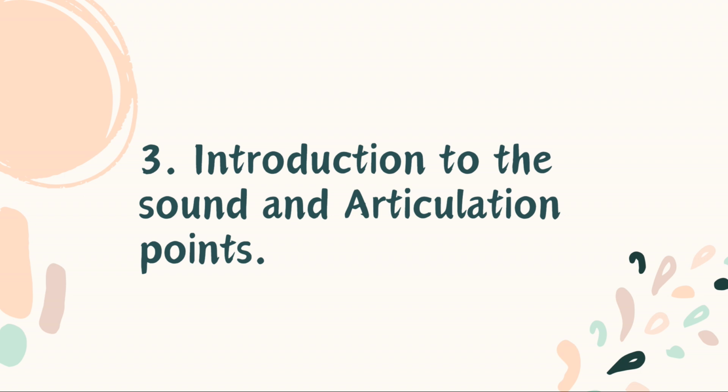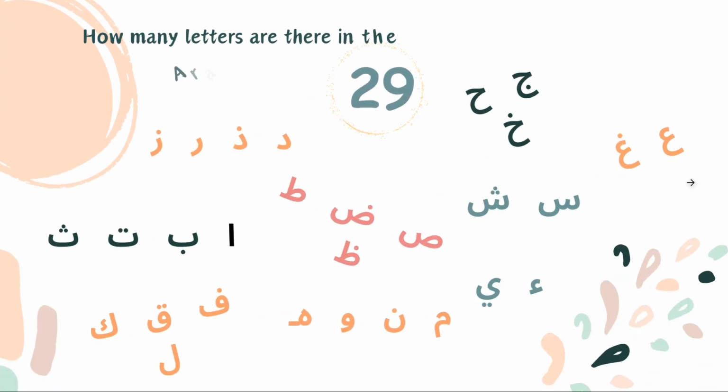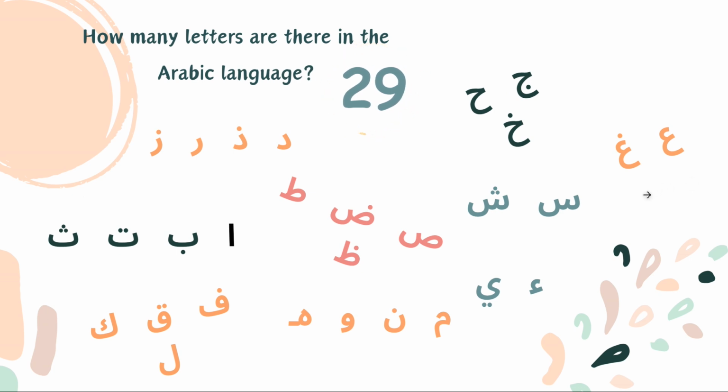If I say the letter ha, for example, or hamza, or the letter ghain, these letters are pronounced from their articulation point, which is the throat. Okay, so what we mean by articulation points is the points where each letter is pronounced from. But before we go to the articulation points, each letter has a sound of its own. So let us have a look first.